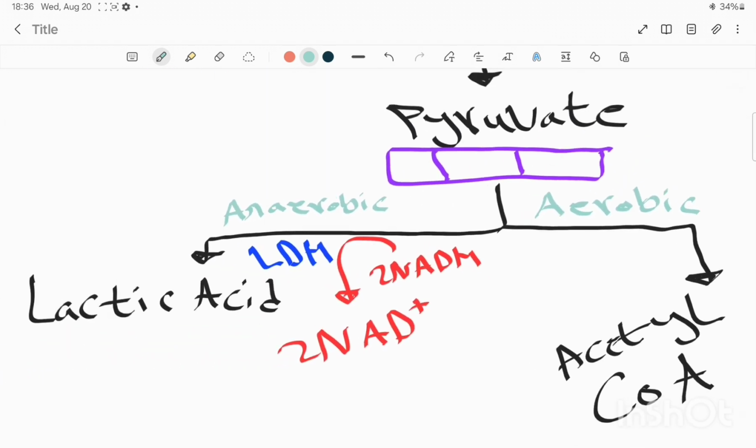So, glycolysis gives us quick energy, but if oxygen is available, the cell can go much further, extracting a huge amount of energy through the Krebs cycle and the electron transport chain.